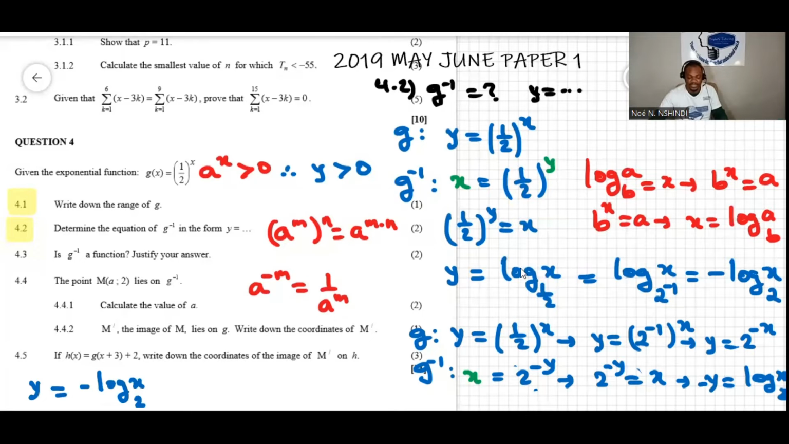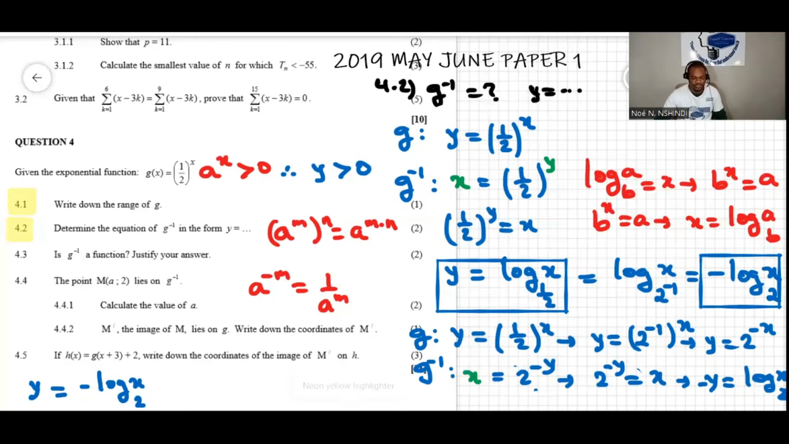So you can use either this way or this other way. The two are the correct answer. So you can write this one or this one.